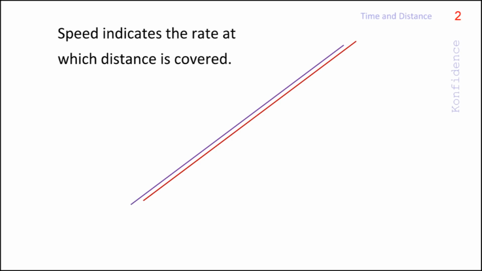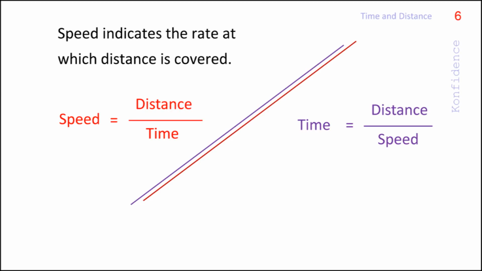We define speed as the rate at which distance is traveled. Speed equals distance by time. Using this relation, if we know the value of any two of the three variables, the value of the third variable can easily be found. If we know distance and time, we can find speed as distance by time. If we know distance and speed, time taken can be found as time equals distance by speed. If we know speed and time, distance can be found as distance equals speed into time.